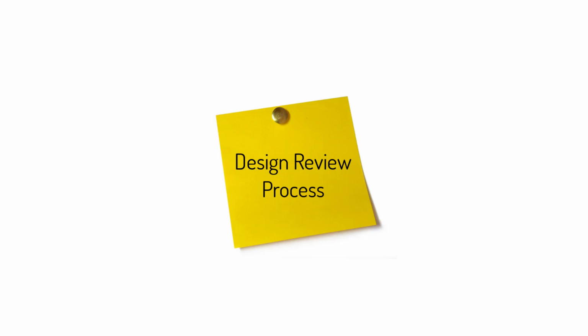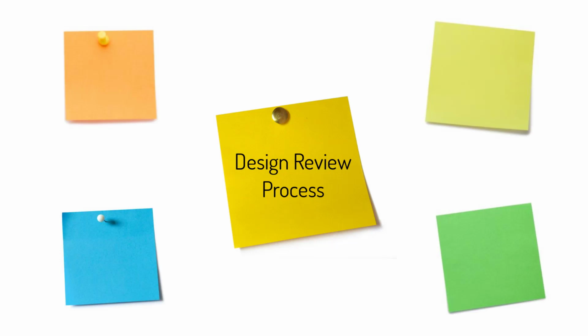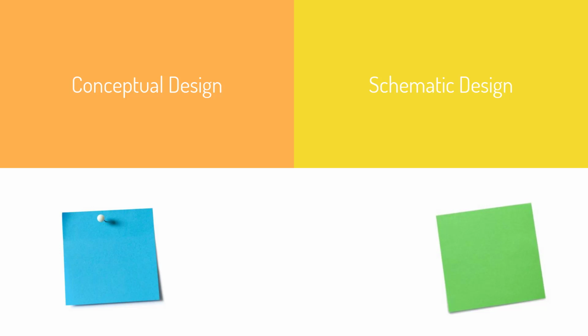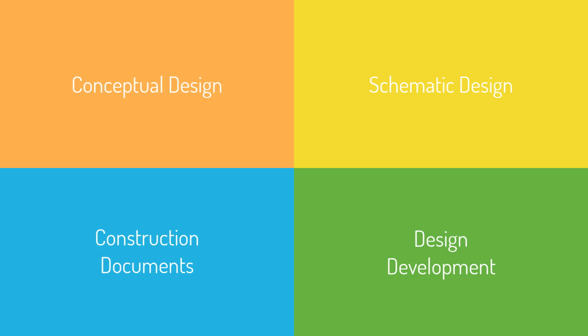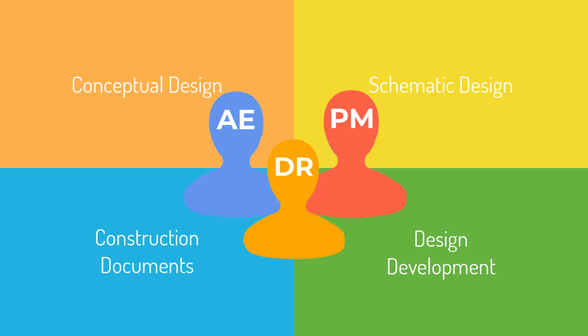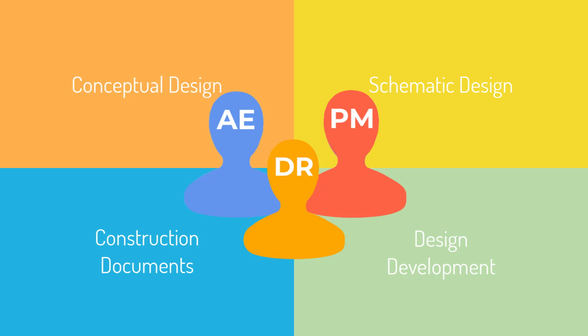The design review process includes 4 phases: conceptual design, schematic design, design development, and construction documents. The completion of each phase triggers the start of the next phase. The AE, the PM, and the design reviewers or review team are all involved in each phase of the DR process.